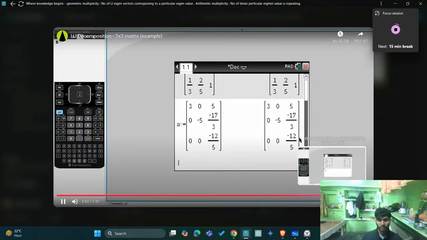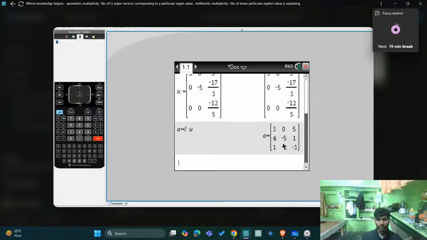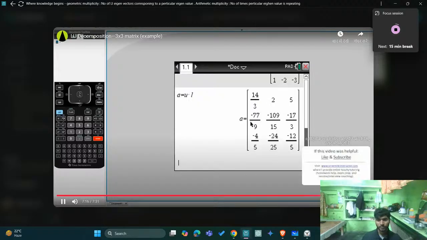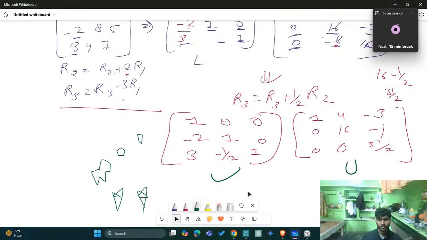Hit enter. So now I will write A is equal to L times U, which is what we wrote. If I hit enter, I get 3, 0, 5; 4, negative 5, 1; 1, negative 2. I would get a completely different answer otherwise. All right, this is how we do it.